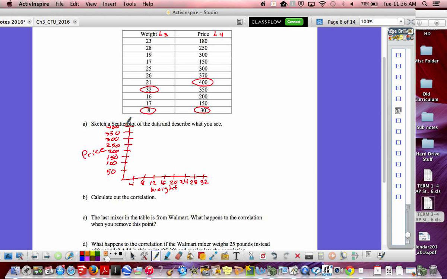So I'm just taking my time and graphing each of these points. So 23, 180, 28, 250, 19, 300, 17, 150, let's see, 25, 300, 26, 370, 21, 400, 32, 350, 16, 200, 17, 150, and then 8, 30.